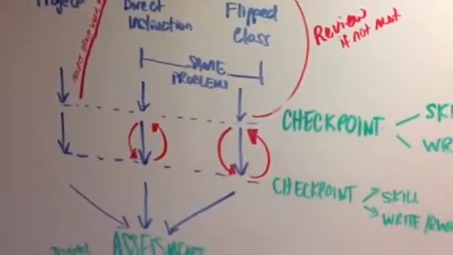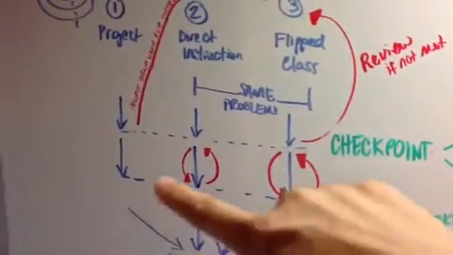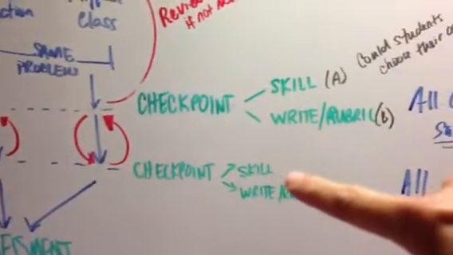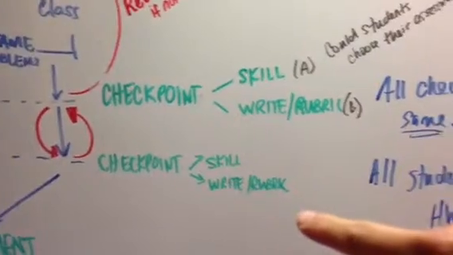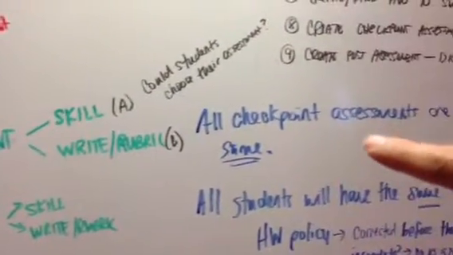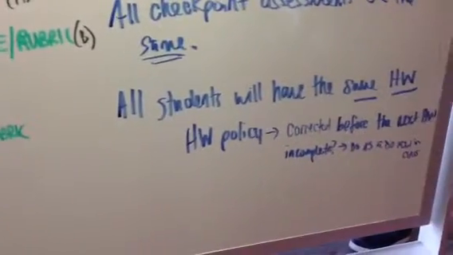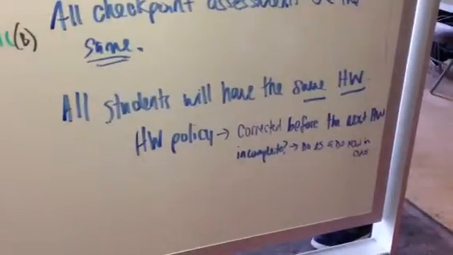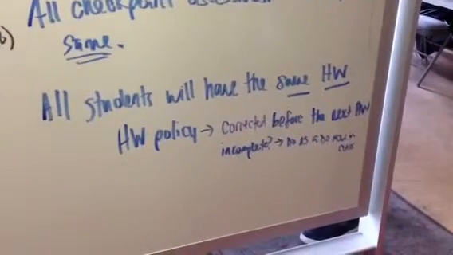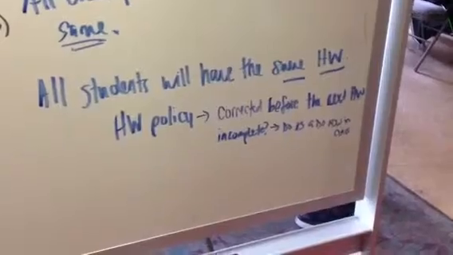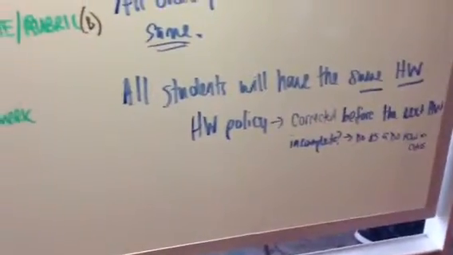We'll continue down through our skills, through direct instruction, and through the flipped classroom and the project, and we'll reach another checkpoint, and there will be a skill portion as well as a writing portion. And again, all checkpoints are the same regardless of group, as well as sprinkled within this, the homework. And the homework will be the same for everyone, and it will be corrected before the next homework, so they'll know what to do and know what they made a mistake on. And if it's incomplete, they will do it as a do now in class.